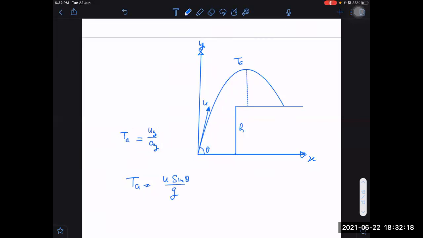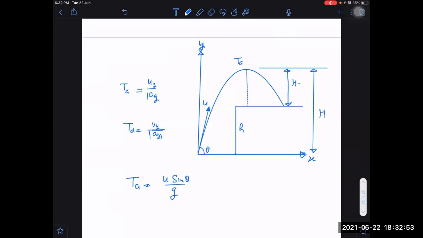What is the time of descent in the same way? How do we find the time of descent? There are different ways to go. One way, as this student said, is to first find the maximum height minus small h. Very good. Maximum height is u squared sin squared theta by 2g, minus h. What is the downward journey height? Capital H minus small h. Then what would our answer be?